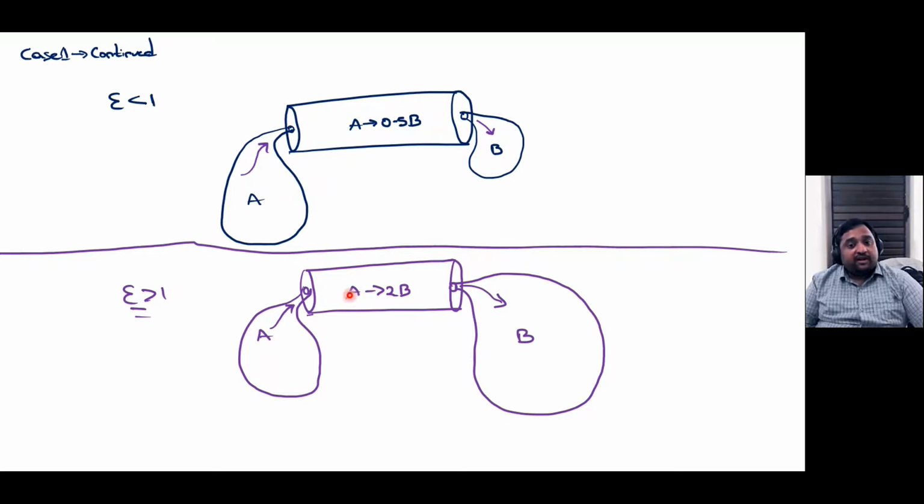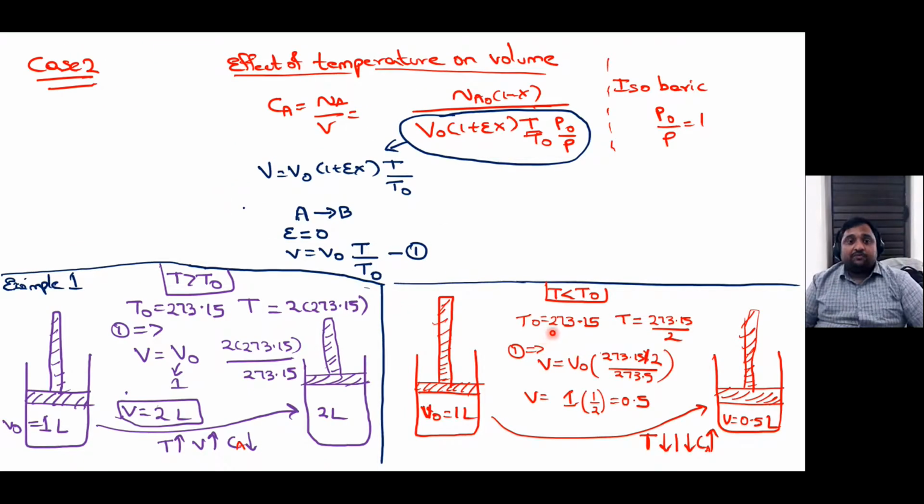In the reactor, A is giving 2 moles of B. Of course, the volume is getting doubled because 1 mole of A is giving 2 moles of B. That is how the moles affect the volume, which in turn affects the concentration, rate, and conversions.